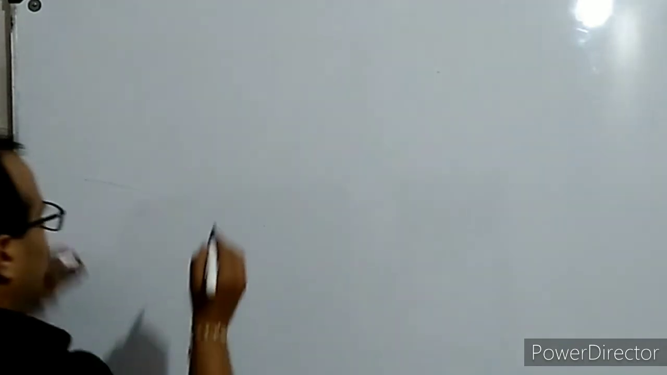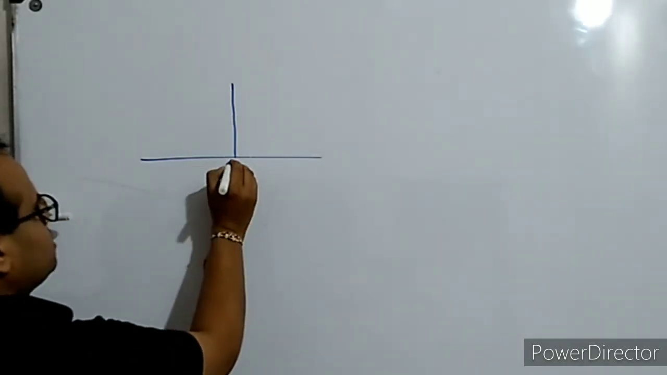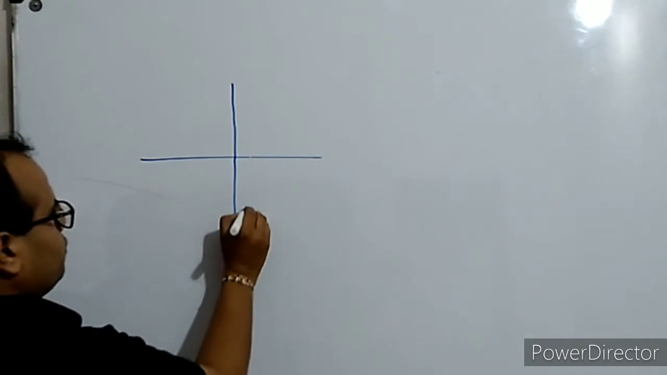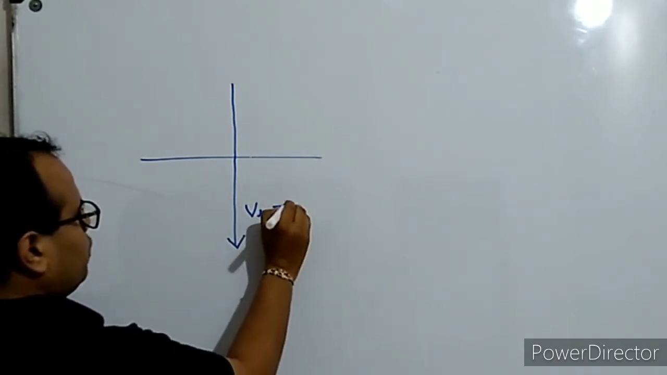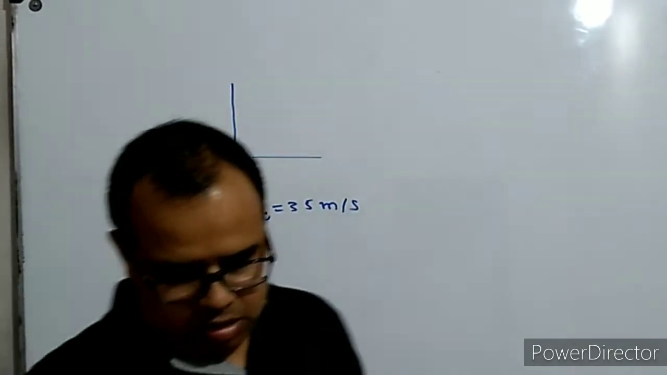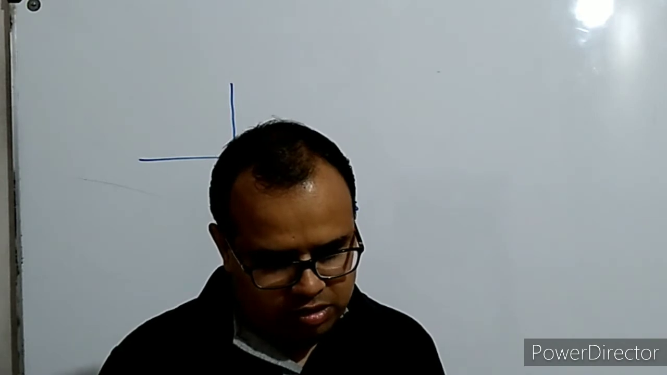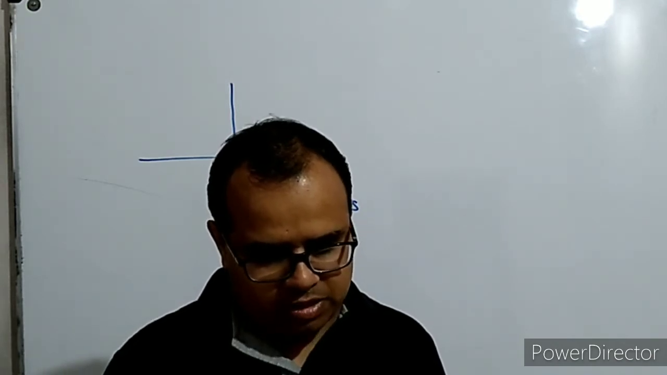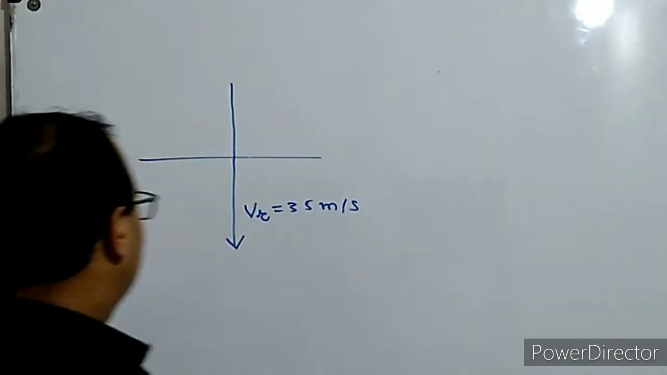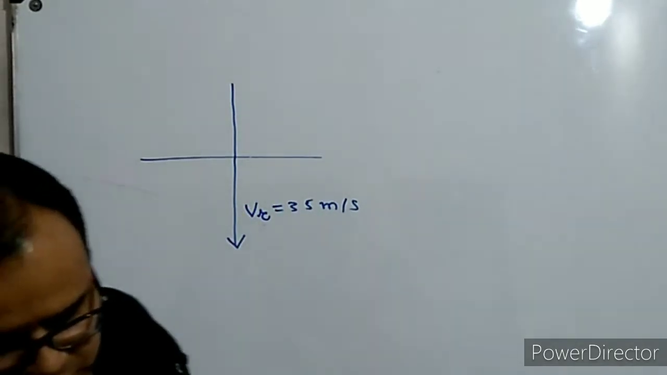Rain is falling vertically with a speed of 35 meter per second. So in the question it is given that rain is falling vertically down like this, and this is the velocity of the rain, and it is falling with 35 meter per second. Wind starts blowing after some time with a speed of 12 meter per second east to west. So let this be west, east to west direction wind is blowing.